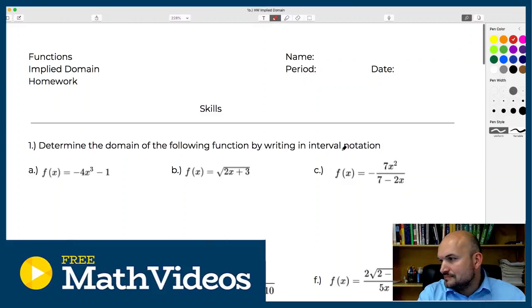So let me just push that. Oops, let's move that over. How can I move that? All right, perfect. So, all right, we are all set to go.